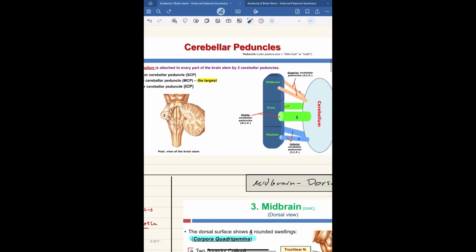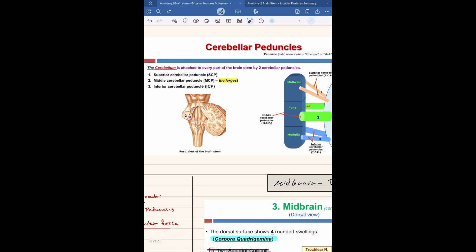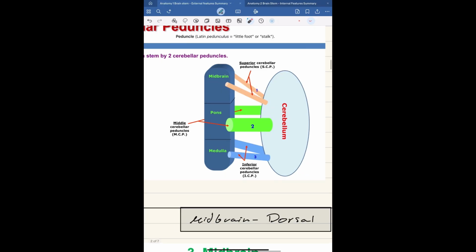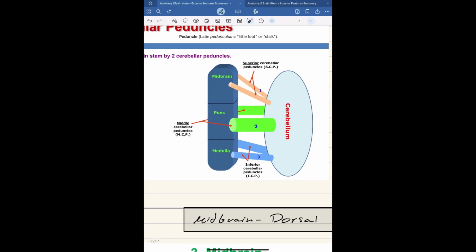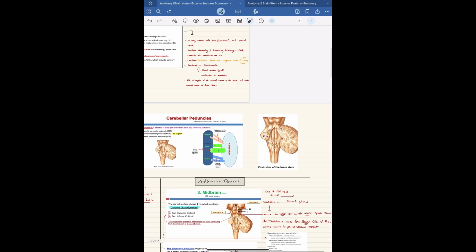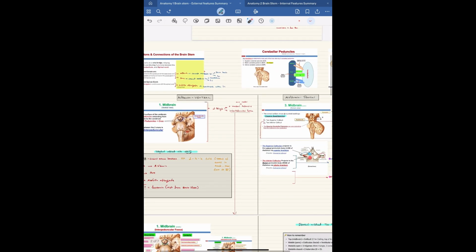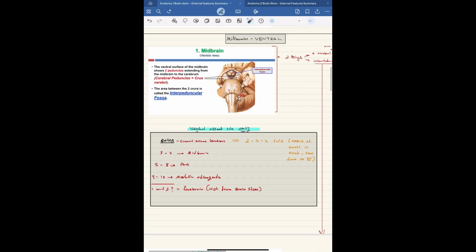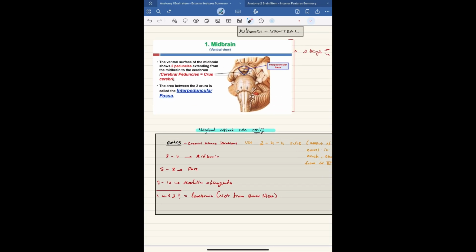Okay, and each peduncle we got two pairs. So here's two attachments to the midbrain. That's the superior. It attaches between the cerebellum and the midbrain, and then you got the middle cerebellar peduncle attaching the cerebellum to the pons, and the inferior cerebellar peduncle from the cerebellum up until the medulla oblongata. Okay, so we got a general orientation. Let's actually start the midbrain, ventral aspect.